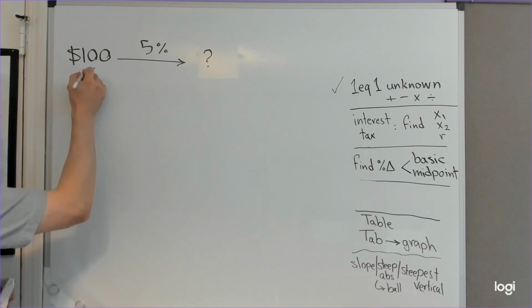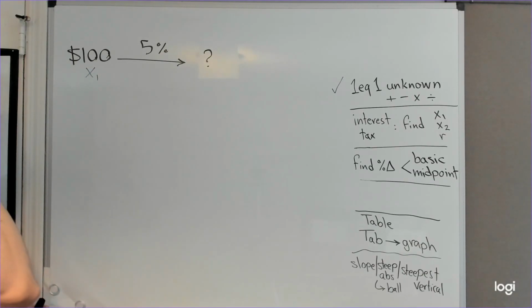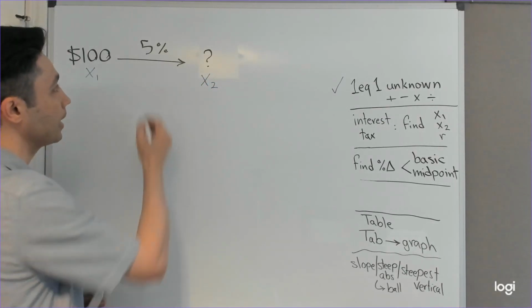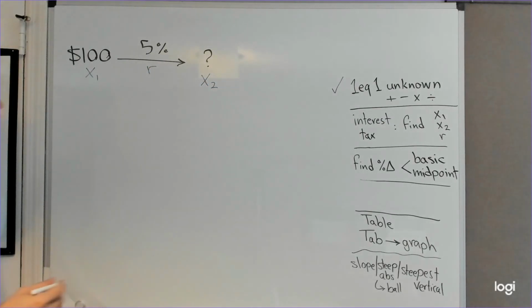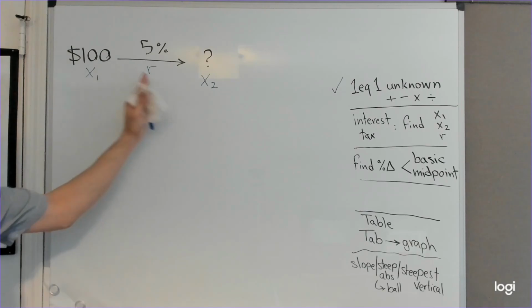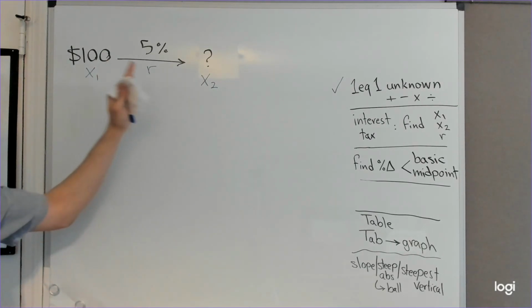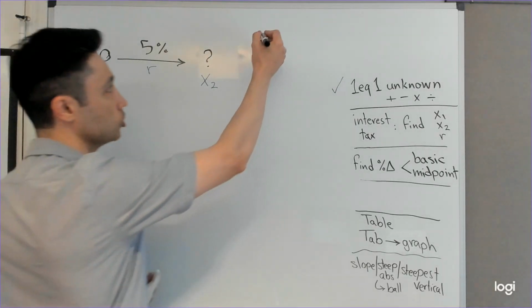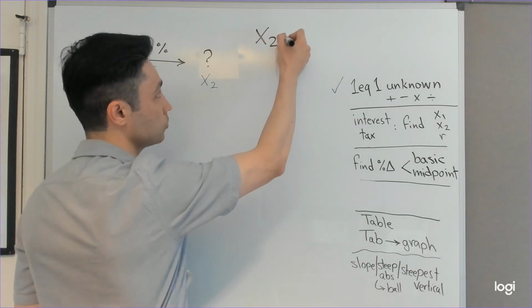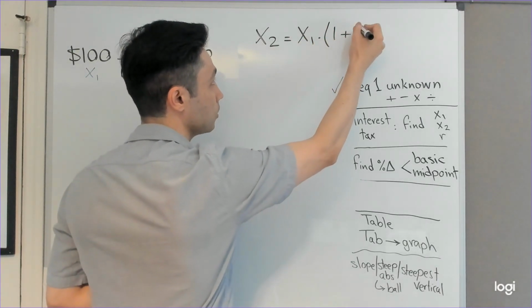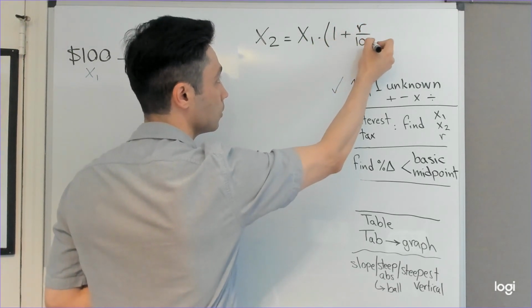The initial value, let's call it x1. The ending value, let's call it x2. And the interest rate, let's put letter R for the interest rate. This is solved using an equation. Every time you have x1 and r known and x2 unknown, x2 can be found using this equation. x2 is equal to x1 times 1 plus r over 100.